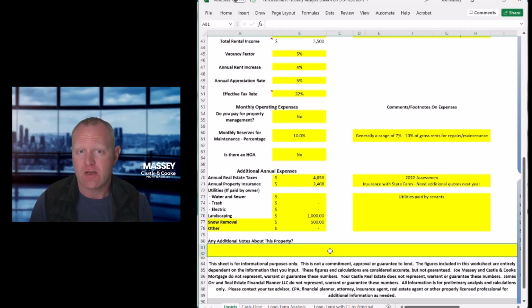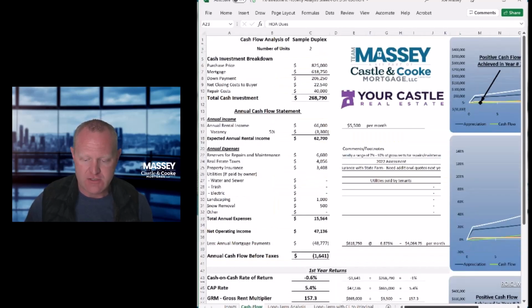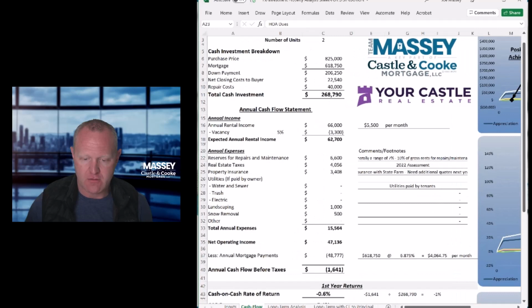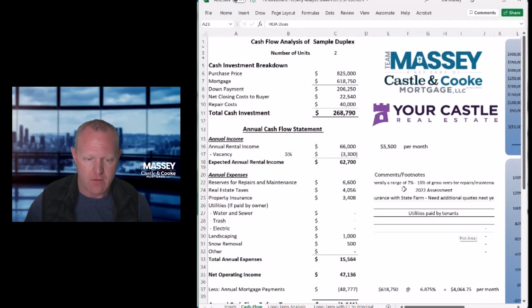And now we can start looking at the results and figure out, is this a good transaction, or is this a property that we want to buy? So the next thing we're going to do is click on the cash flow tab. And this is going to give us our cash flow statement. Let me zoom in just a little bit here so you guys can see this more clearly.